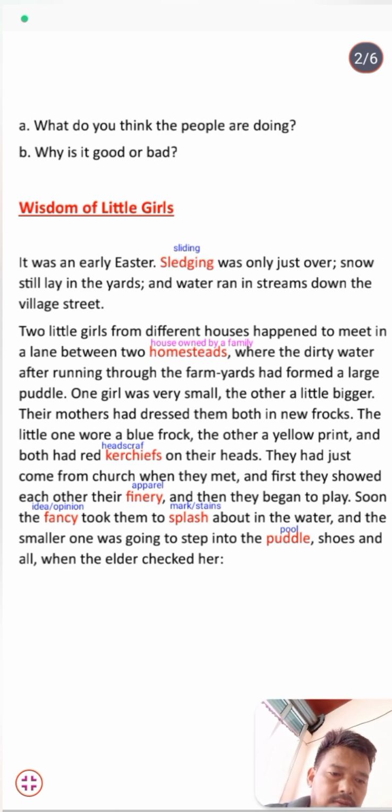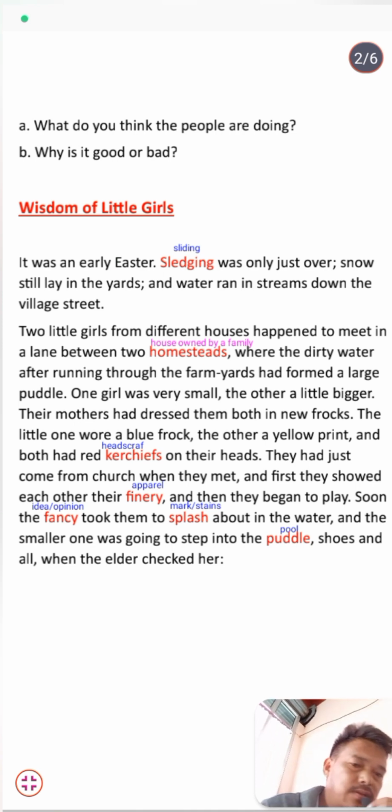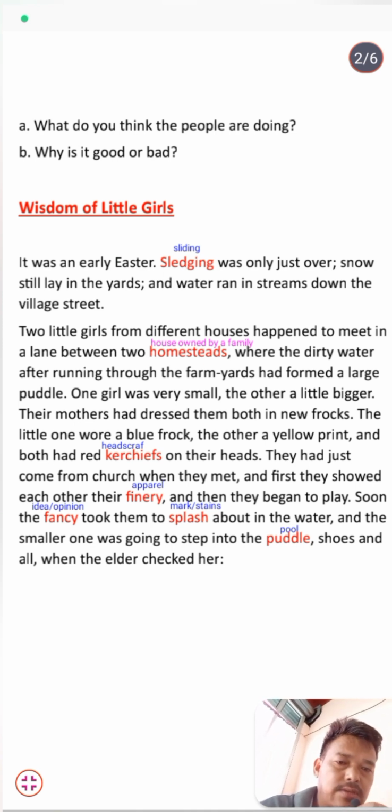One girl was very small, the other a little bigger. Their mother had dressed them both in new frocks. Students, one girl was small and the other was a little bigger, and both had been dressed very well by their mother, with new frocks.